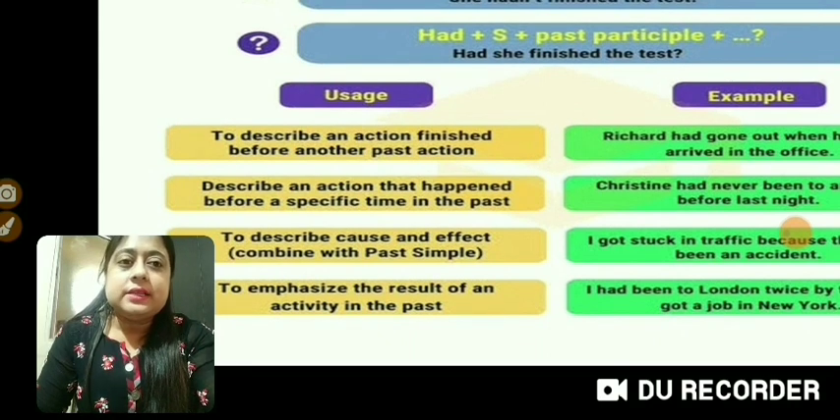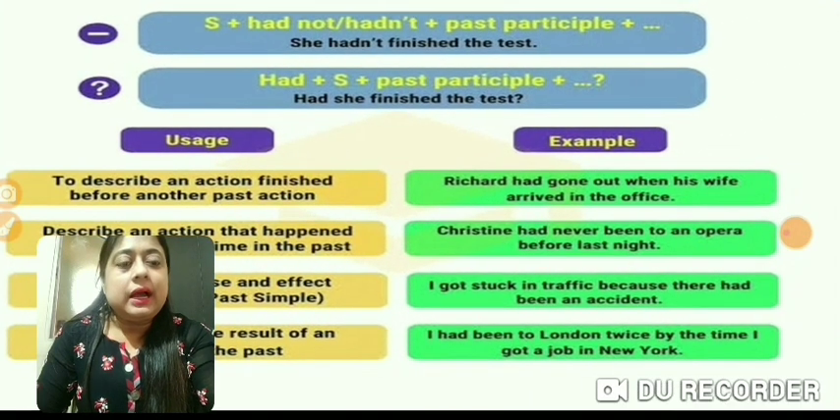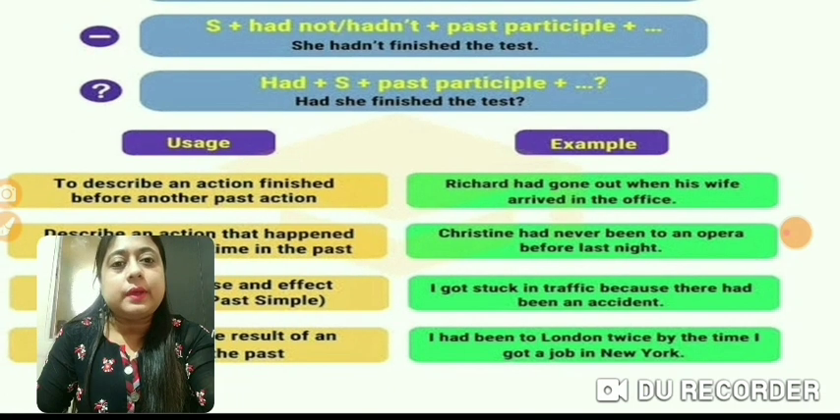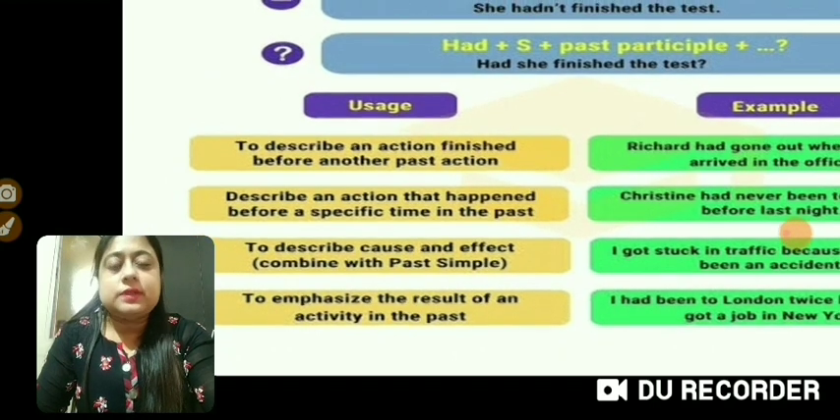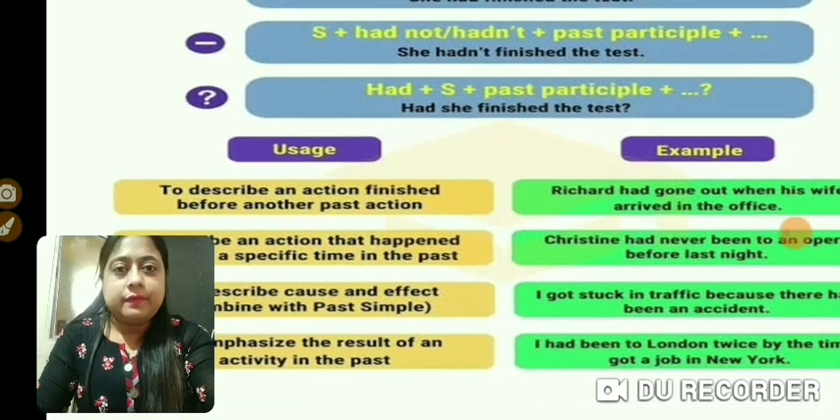To emphasize the result of an activity in the past, for example, I had been to London twice by the time I got a job in New York. So to emphasize the result of some activity which I had done in the past, in that case also we use past perfect.